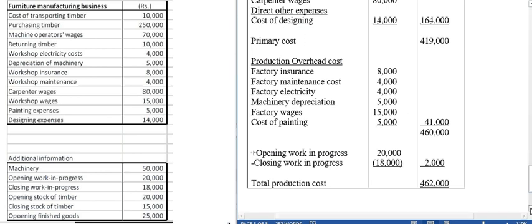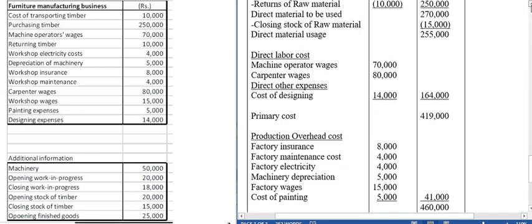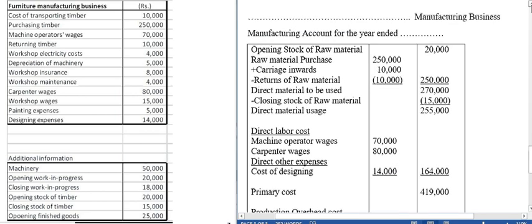Next up, opening stock of timber and closing stock of timber are also given as 20,000 and 15,000. So go to the direct material. At the beginning, opening stock of raw material should be 20,000, closing stock of raw material should be 15,000. After adding those things, we'll see how to calculate the total production cost. So now we have ended up entering all the information given. Then we can summarize this.